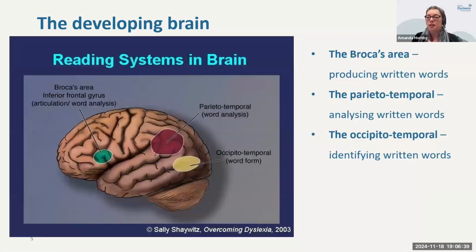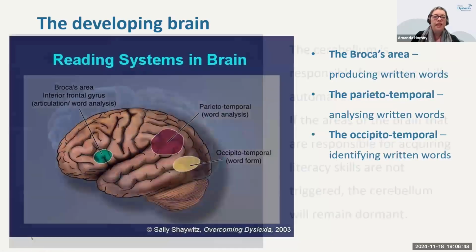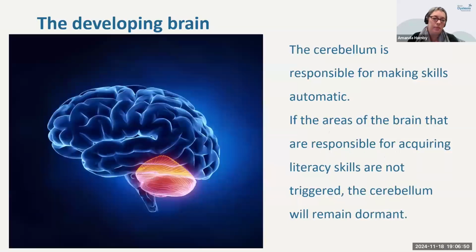When we are learning to read, we are using these three areas of the brain. They're called the Broca's area, the parieto-temporal area, and the occipito-temporal area. And we also use the cerebellum. The cerebellum wakes up when we are learning a new skill, and that can be for any skill at all. So let's say the child is a toddler and they're learning to walk. The brain has all of this activity when they're developing these new skills.